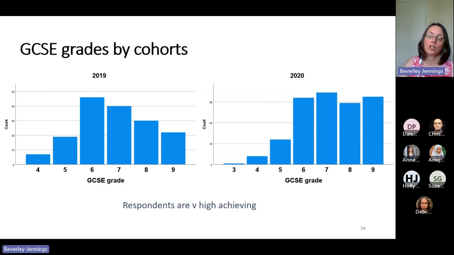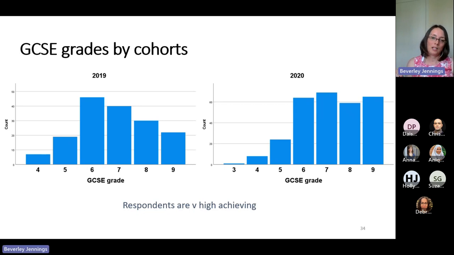So these were the grades that the respondents said that they got. So you can see you get two very different patterns for the two different years. In 2019, you get a bit more of a peak at grade 6, which is about a B in old money. Whereas in 2020, you can see that it peaks at grade 7, and 8 and 9 are really high as well. And that's just because of the way that the grades were awarded. The schools awarded the grades. The government tried to impose a bit of a bell curve on it, and there was an uproar about that. And so the original grades were retained. So you've got much higher grades given in 2020 than in 2019.